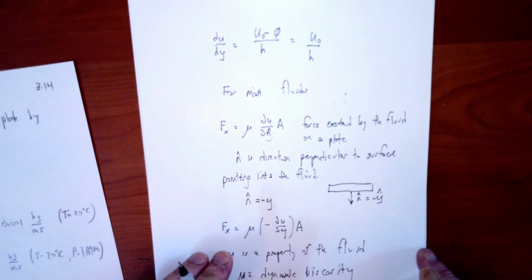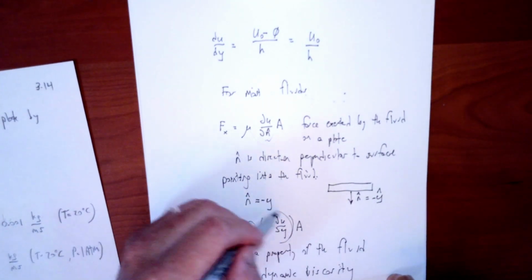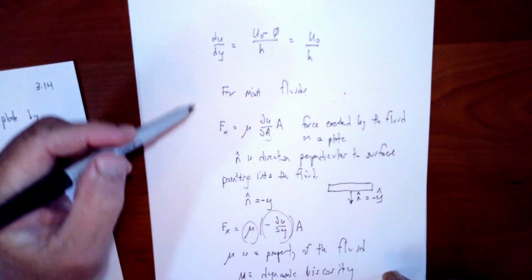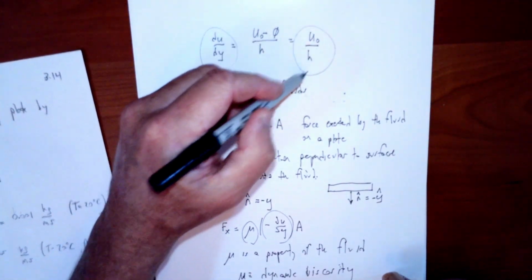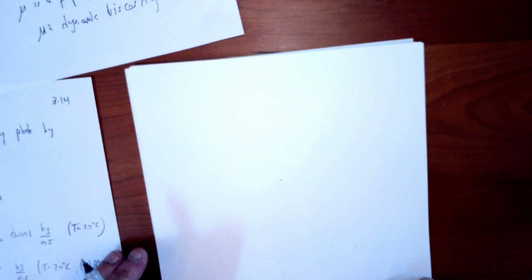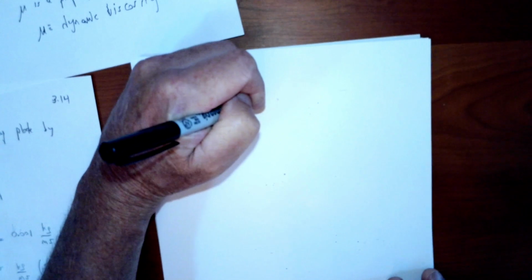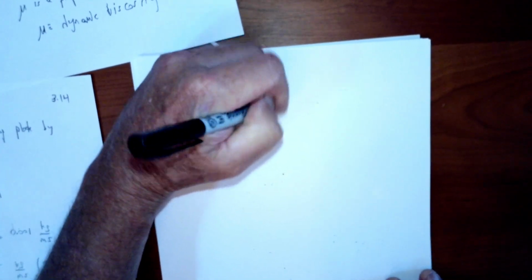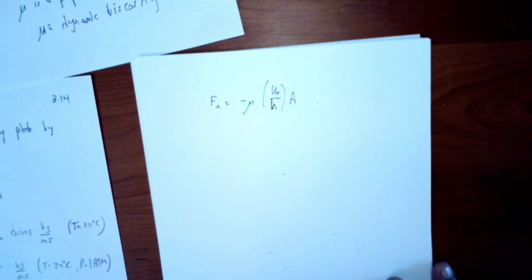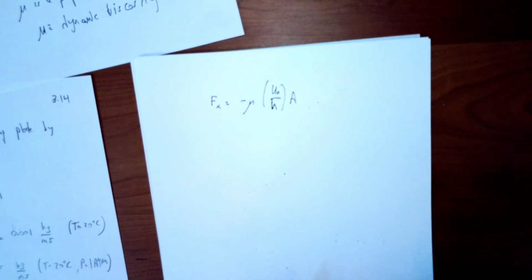So force exerted on top of the plate by the fluid, as we said, in this case, we have mu, we have du dy, but we know du dy from here, so we can plug that in, right? So we're going to plug that in there, and we're going to say that the force exerted on the plate by the fluid is negative mu u naught over h times the area of the plate. So that's it. If we wanted to actually solve this, of course, we would need the area of the plate, and we would need some actual velocity.